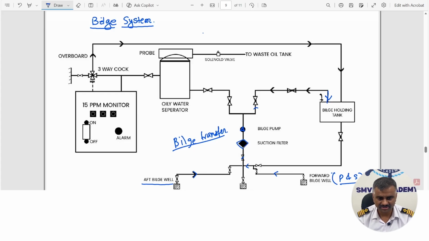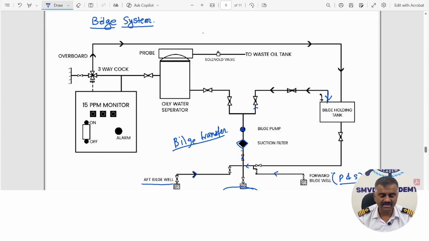So there will be a suction strainer in the inlet side of the bilge pump. Okay, so first activity is done. This is a bilge tank vent. Okay, second, why is there a sea chest suction also given in this pipe?